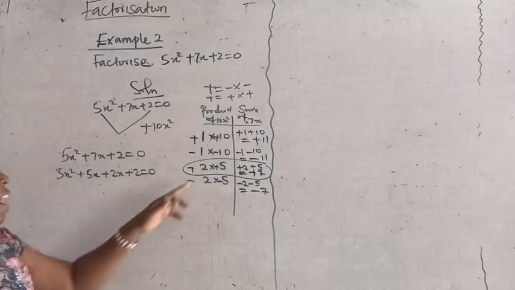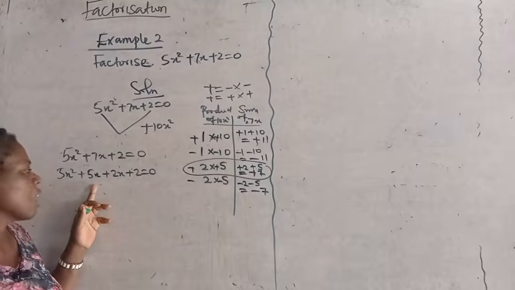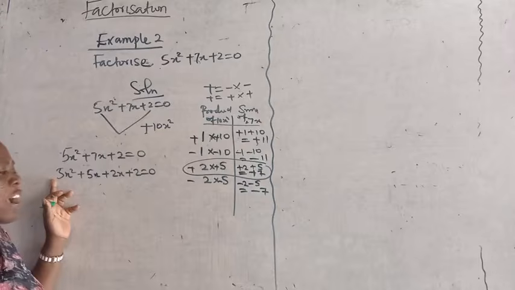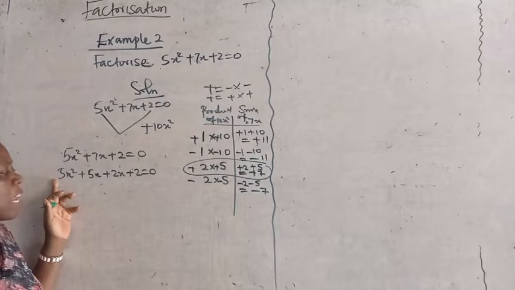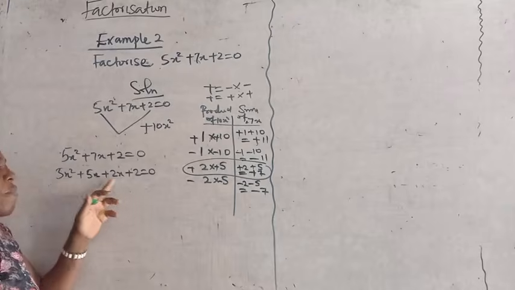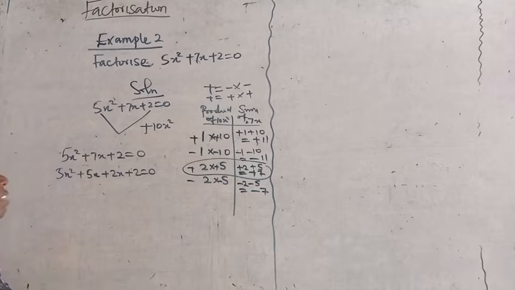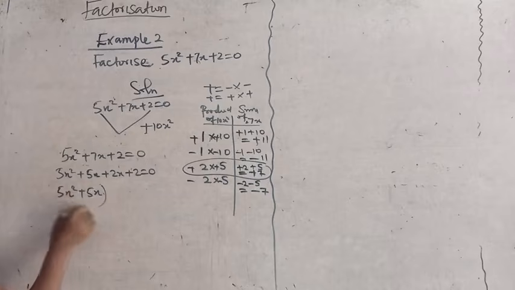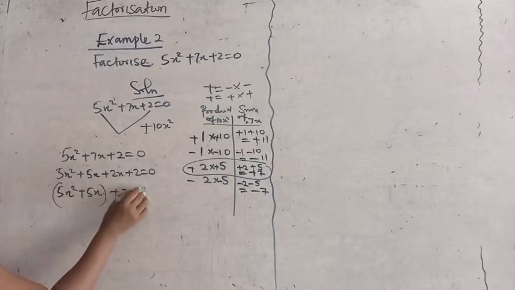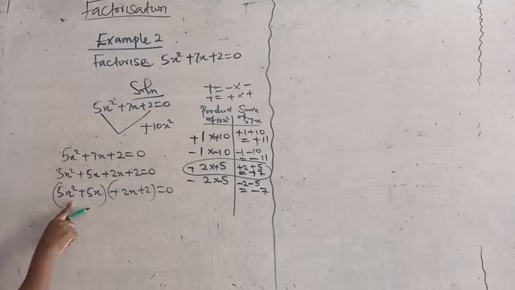You will say, why did I exchange? I would have written 2 first. Yes, I can write it first. But because I saw 5 very similar to 5, I quickly wrote the 5. If you write 2 and 5, you still get the same answer. You can try that after this class. So I'll do what again? I'll group 5x squared plus 5x, and plus 2x plus 2, I'll group them too. What did I do? I grouped them.